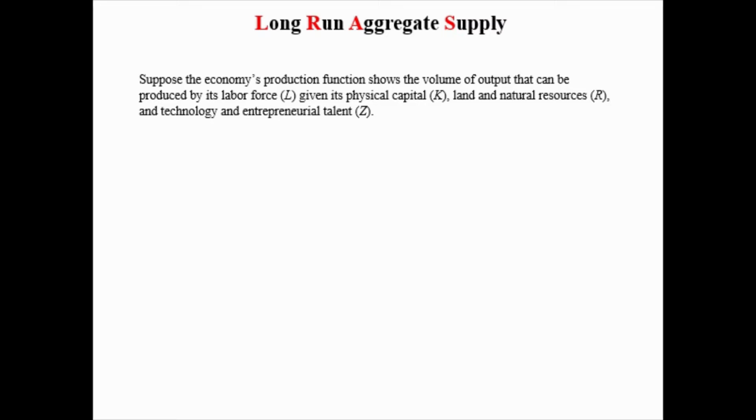Then we've got technology and entrepreneurial talent, which is Z. This is kind of like know-how and risk taking. If people are less risk averse, they're willing to open up businesses and play that gamble. The potential for growth is quite a bit higher than in countries where that behavior is a little more restrained. Also, as we learn more about our world, about our universe, about our solar system, our productive capacities increase.